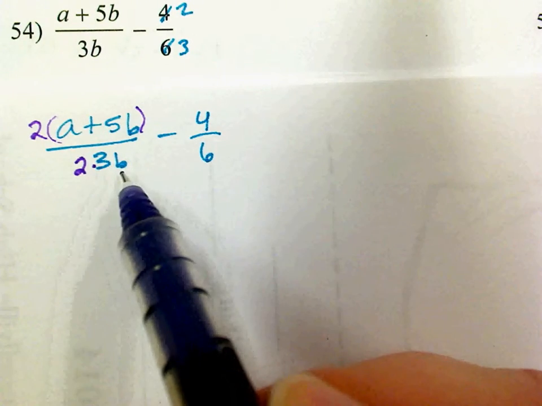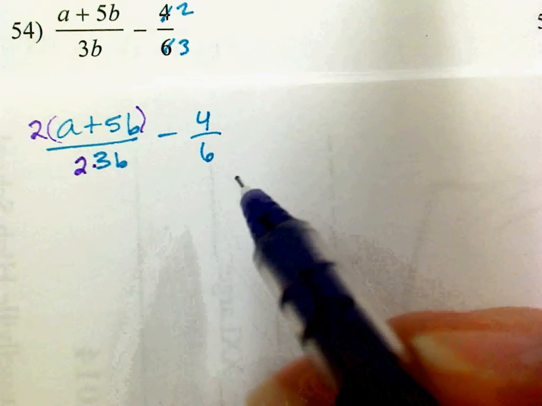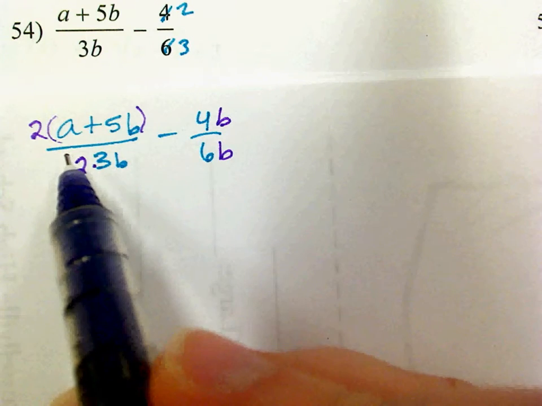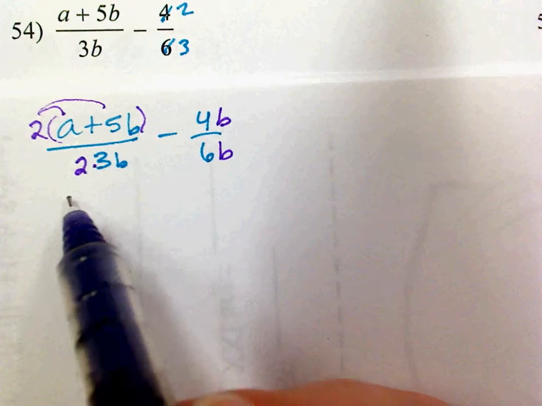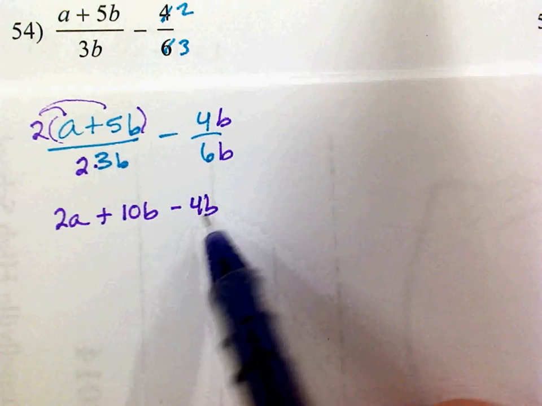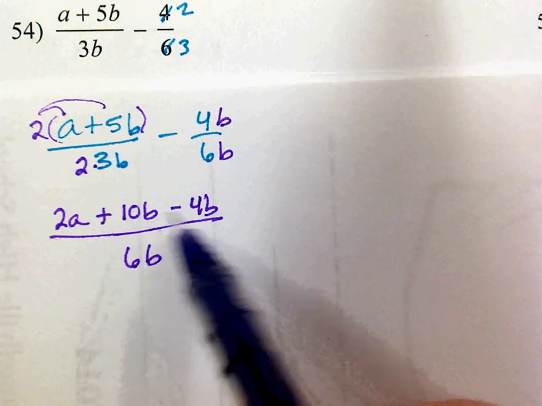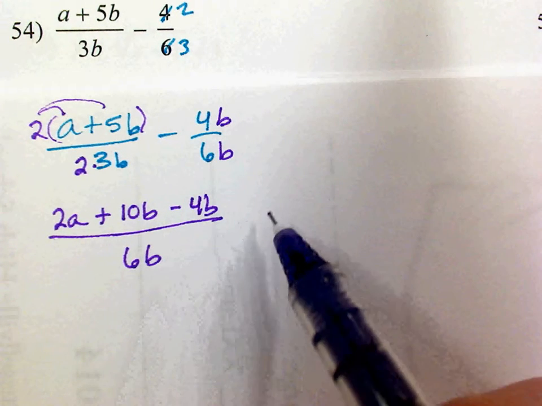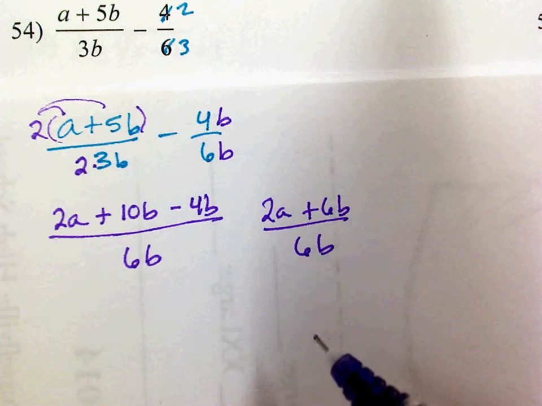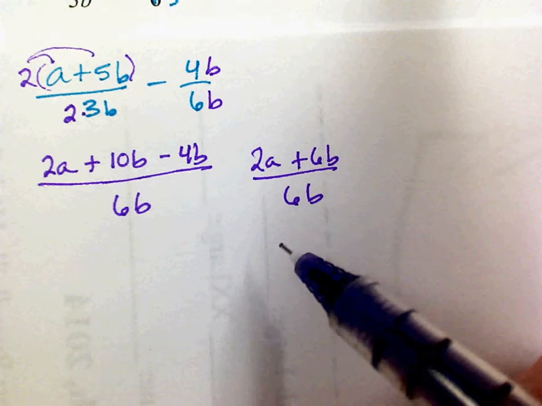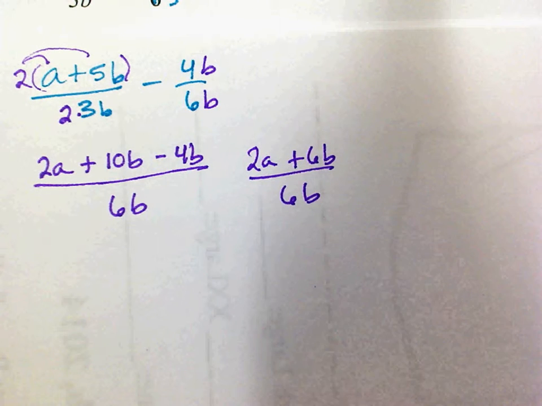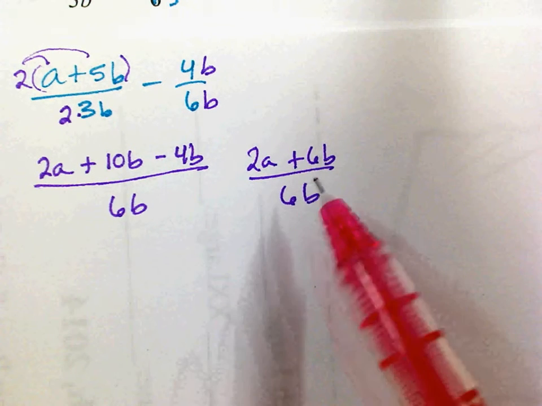Now this is a 6b, this is just a 6, so what do I need? Okay, so what do I do with this 2? So distribute it? Okay, so 2a plus minus over the common denominator what? What's 10b minus 4b? 6b, so I've got 2a plus 6b over 6b. Do those cancel out? No, they don't. Why don't they? Because it's plus. If it's not multiply, they don't cancel out.